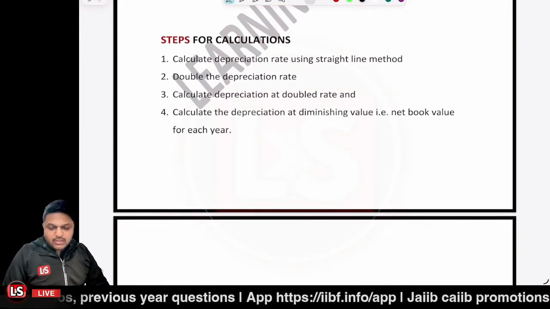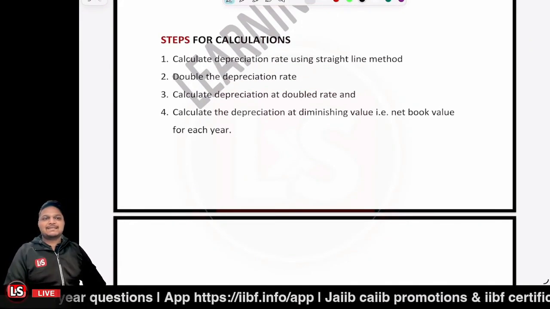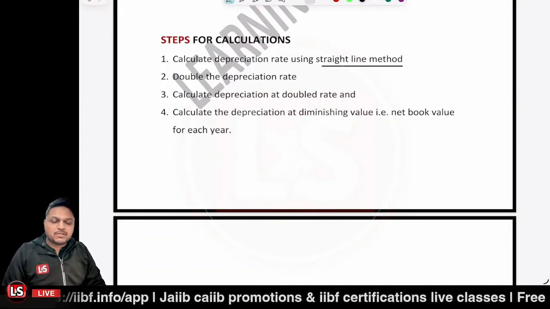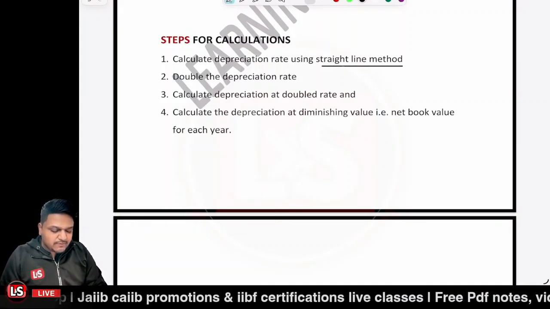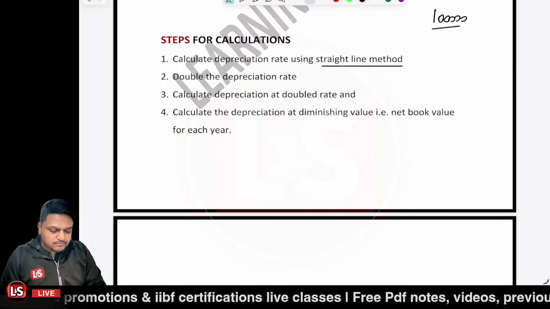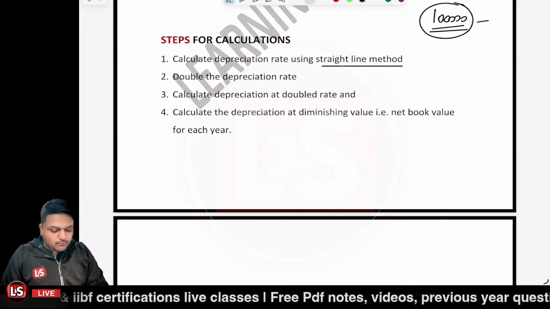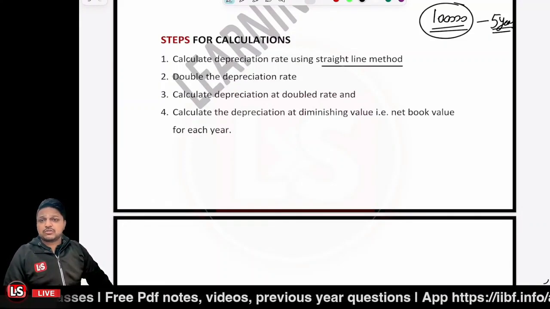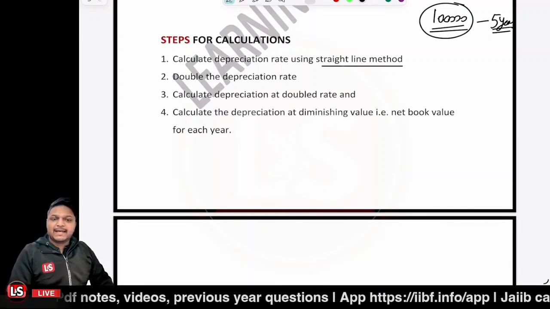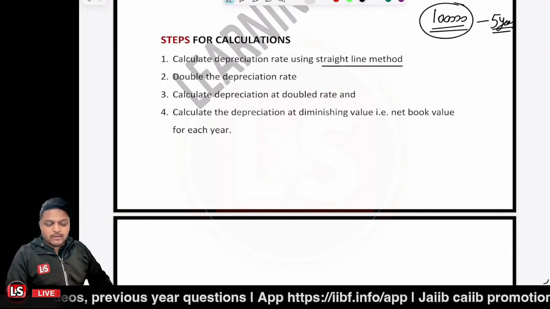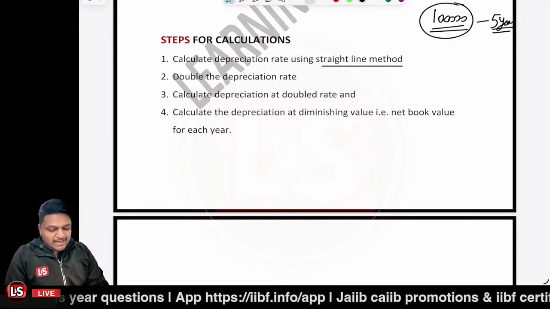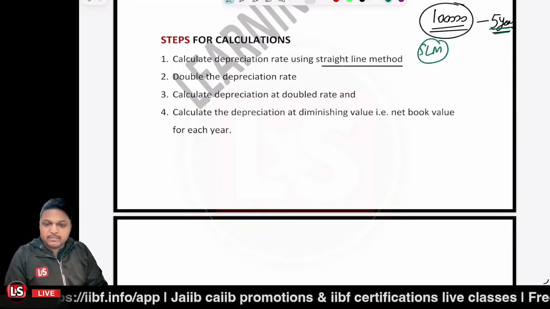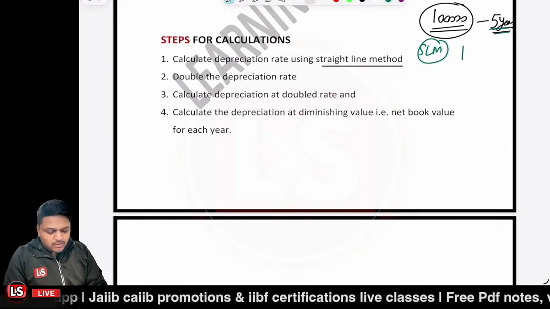First of all, we have to calculate the depreciation percentage using the SLM method. Using the straight line method of depreciation, we'll be calculating the depreciation percentage. Let's say we have an asset value of rupees 1 lakh, and the useful life is given to be 5 years. Now, what will be the depreciation percentage as per the SLM method?